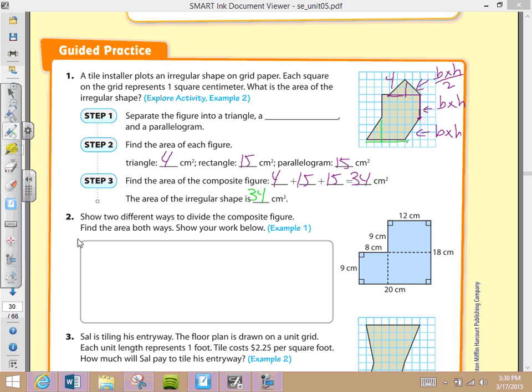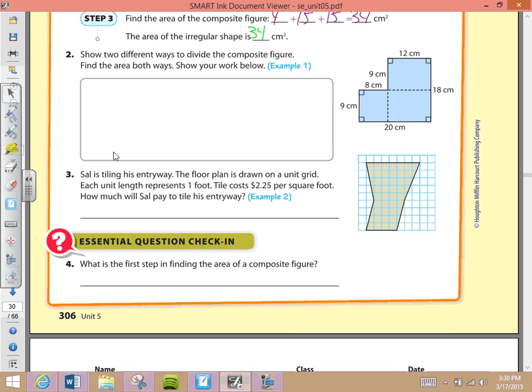The next one. So this one says that Sal is tiling his entryway. The floor plan is drawn on a grid unit. Each unit length represents 1 foot. The tile costs $2.25 per square foot. How much will Sal have to pay for his entryway? So when you divide this into pieces, you end up with what? That's not a square. And what else? A trapezoid. Why is that a trapezoid?